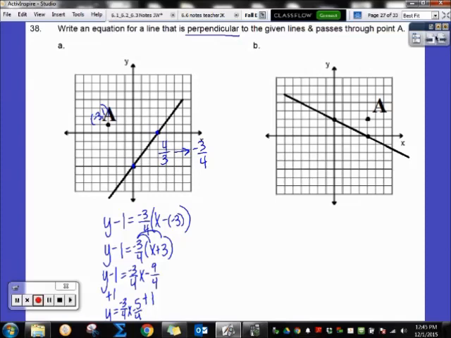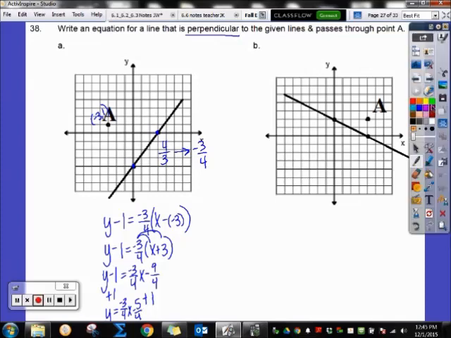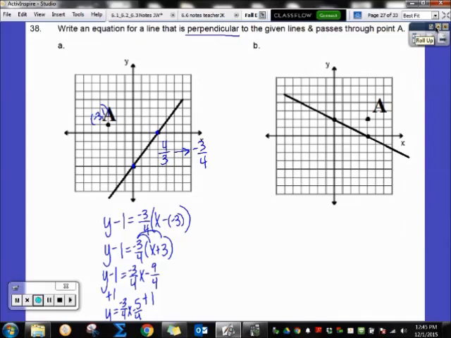Then we do the exact same thing on the second one. So if I count my slope, it would be down 2, and then right 1, 2, 3, 4. So the slope of that line is -1/2, but we want our line to be perpendicular, so the opposite reciprocal of -1/2 is just 2.